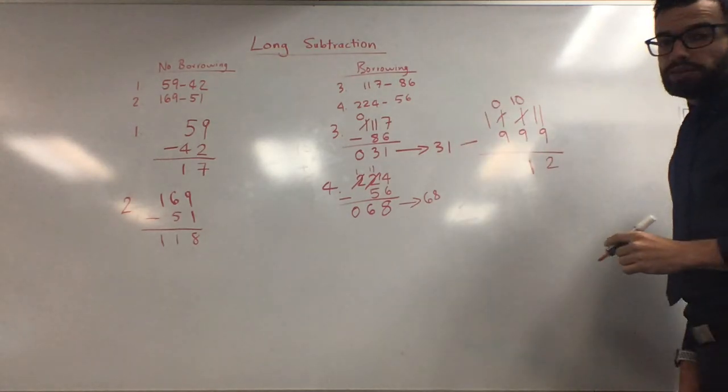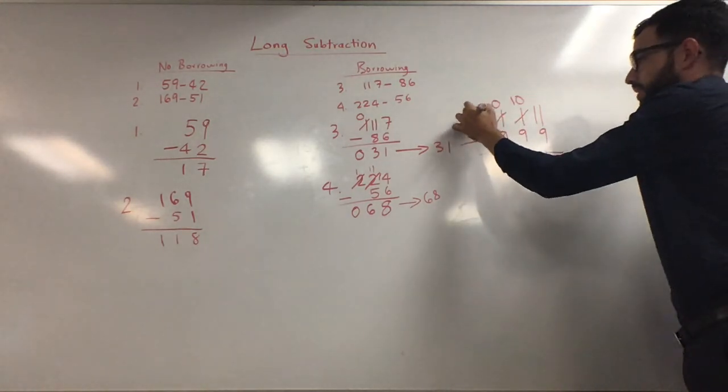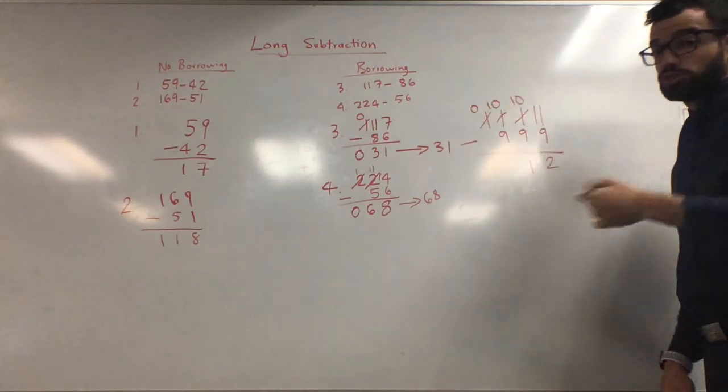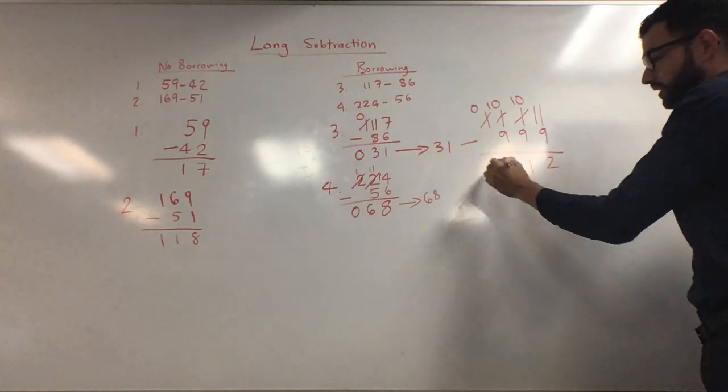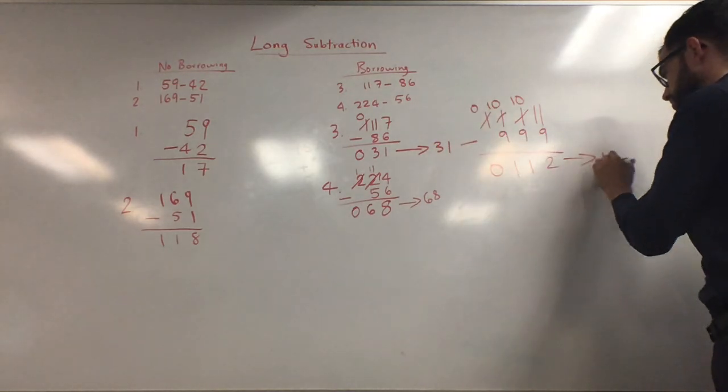0 take away 9 doesn't work. Cross out this 1, make it a 0. The 1 we borrowed goes to this, so we're just repeating. 10 take away 9 is 1. 0 take away nothing is 0. The answer is 112.